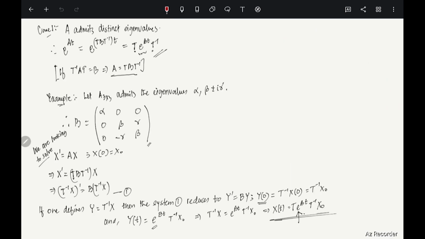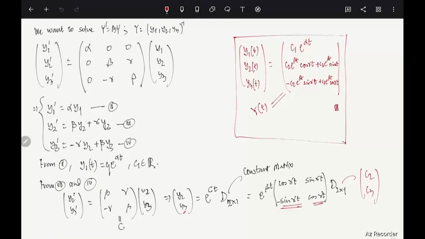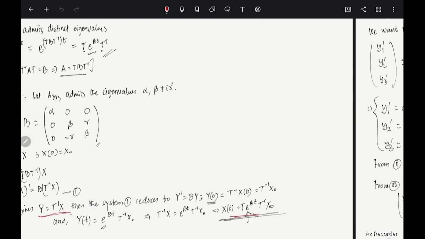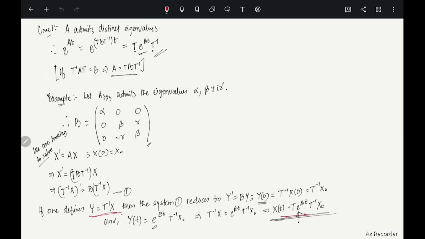Now once we get y of t, the only thing required is to show how you get such a t. Once you find t, x of t is nothing but this, e to the power beta t. And what is y of t? y is t inverse x, right? So y of t we already got. Now if we can just calculate what t inverse is, we are done.